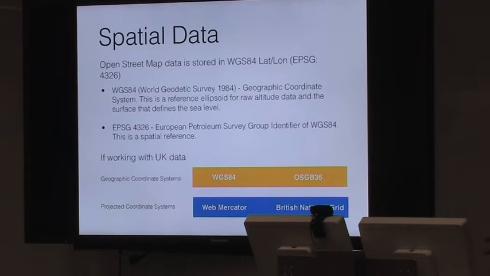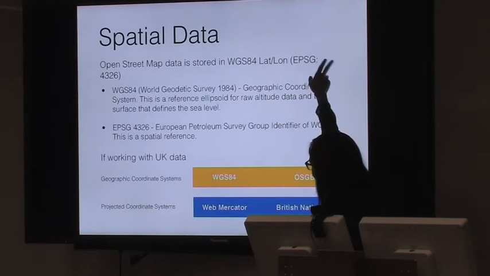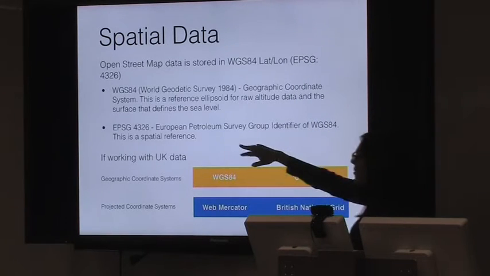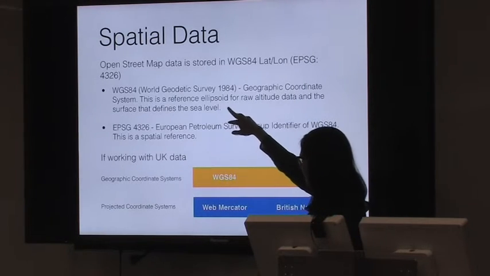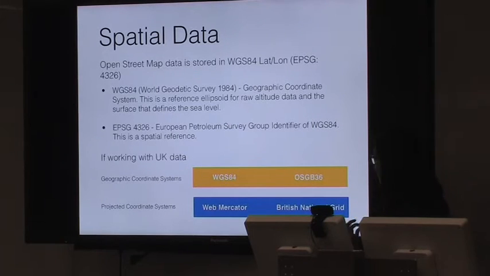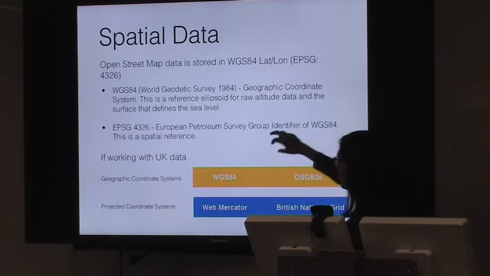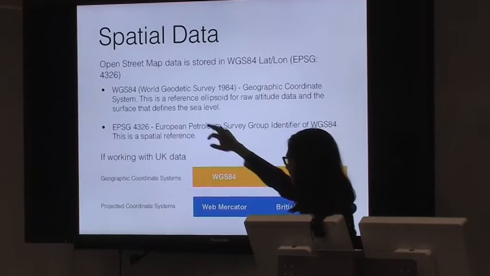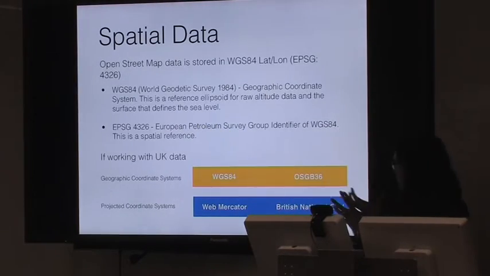So OpenStreetMap data is stored in WGS 84 lat long. And then you'll always find this EPSG, basically an EPSG code. So WGS 84 stands for World Geodetic Survey 1984. So this is a geographic coordinate system, and this is a reference ellipsoid for raw altitude data and the surface that defines the sea level. So this treats the Earth as an ellipsoid.